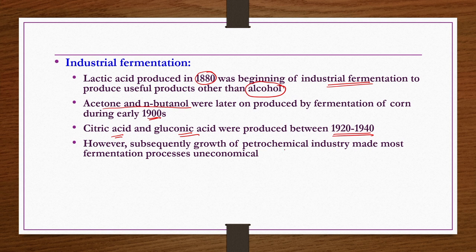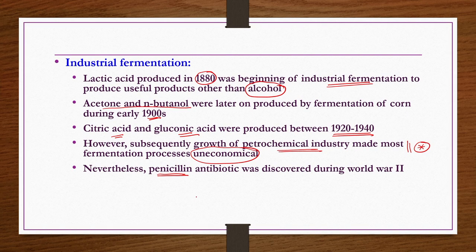However, subsequently the growth of the petrochemical industry made most fermentation processes uneconomical. Anything that you do, if it is not economical, you cannot implement in a chemical plant, because you build in large size and invest a lot of capital funds, as well as operational maintenance and many other costs. So, if the process is uneconomical, you cannot move forward. The same was true for the fermentation industry. Once the petrochemical industry boomed around 1940 or after, the fermentation industry slowed down literally.